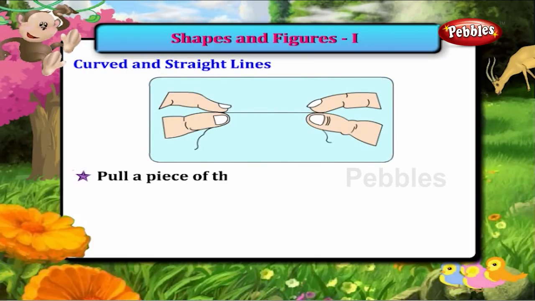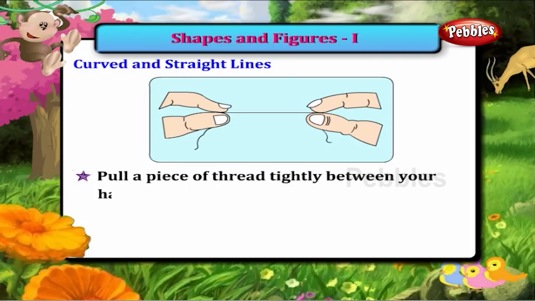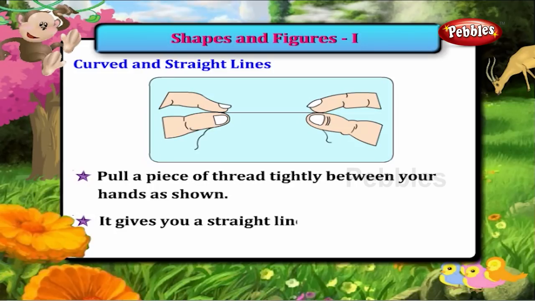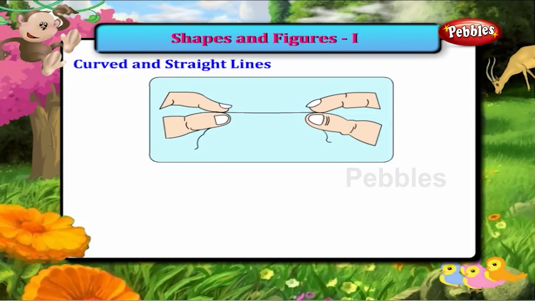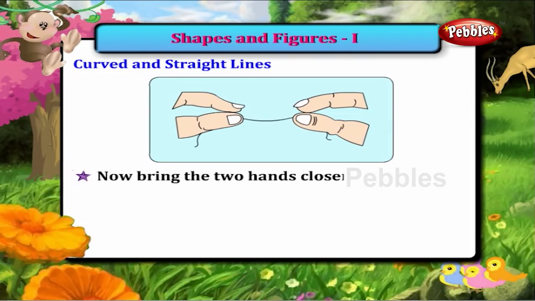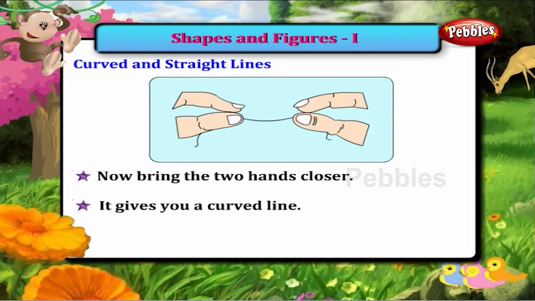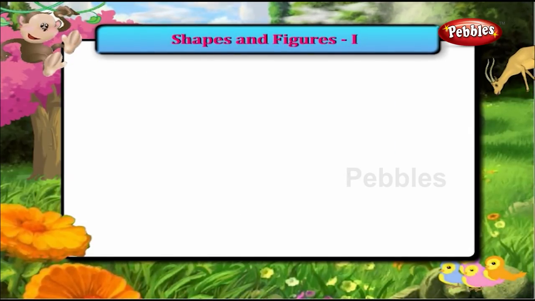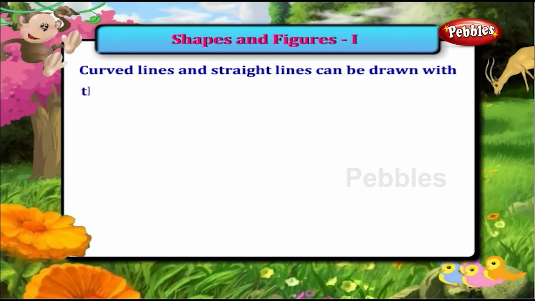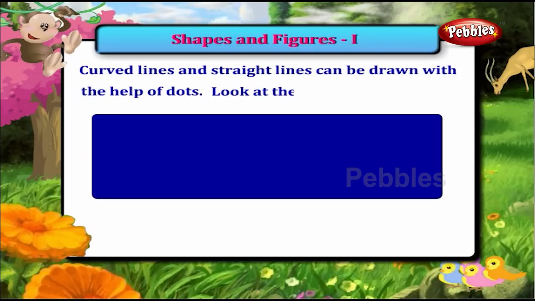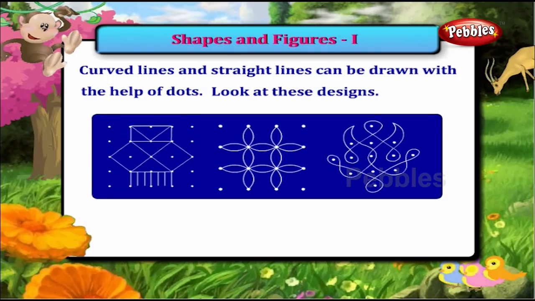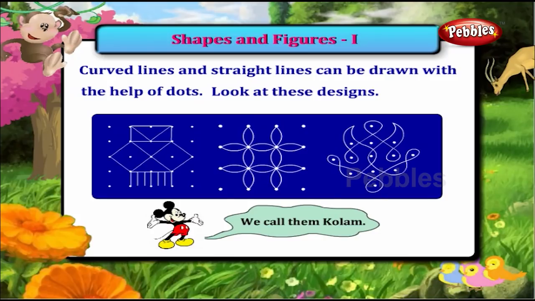Pull a piece of thread tightly between your hands as shown. It gives you a straight line. Now bring the two hands closer. It gives you a curved line. Curved lines and straight lines can be drawn with the help of dots. Look at these designs.